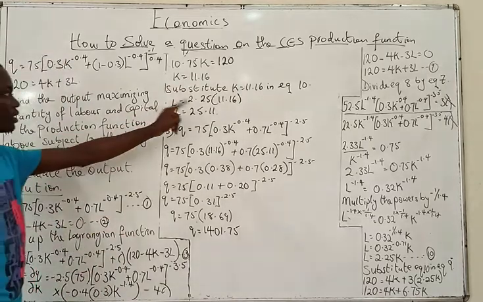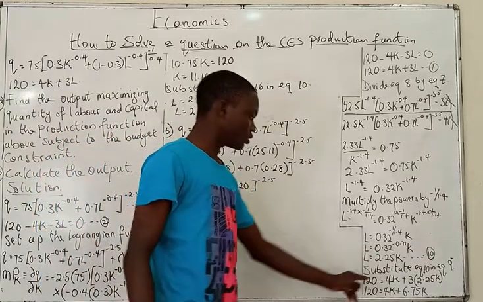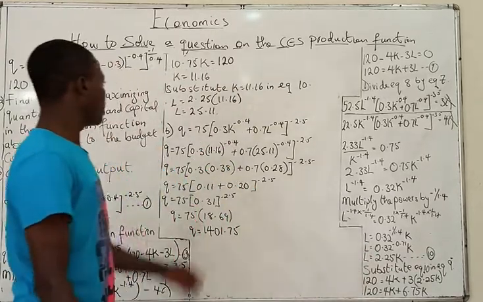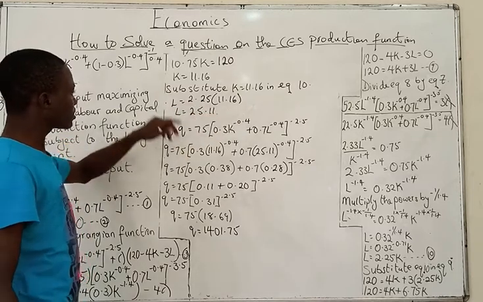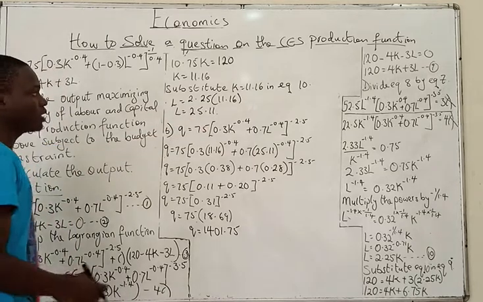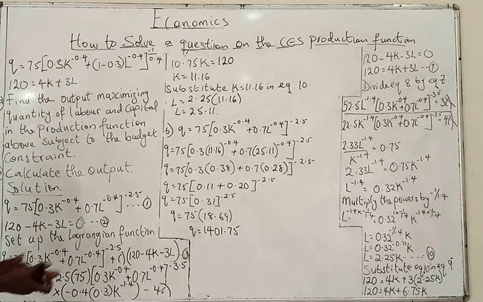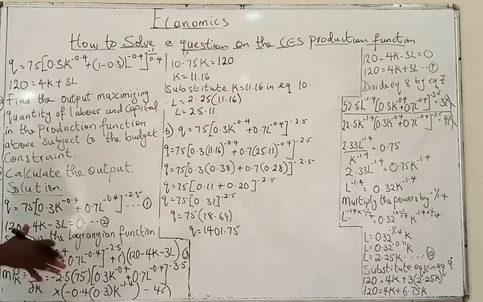So we substitute K equals 11.16 into equation 10. So what is equation 10? Here it is, where L equals 2.25K. So L now equals 2.25 into bracket 11.16. We close the bracket. We multiply this by this. L equals 25.11. So that means the optimizing quantity of K and L respectively is 11.16 and 25.11.